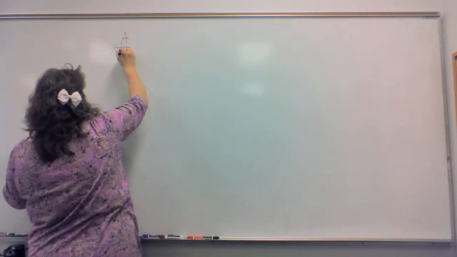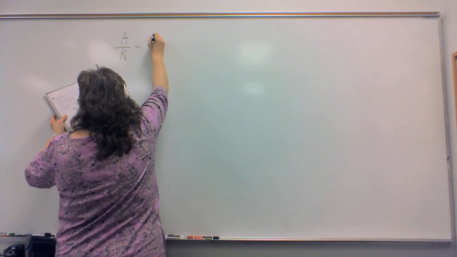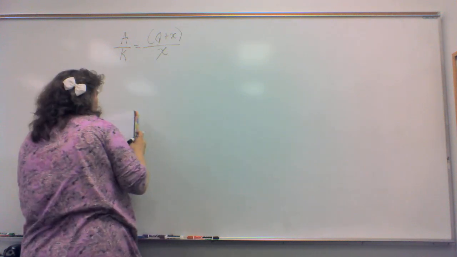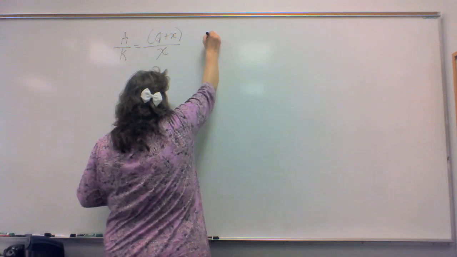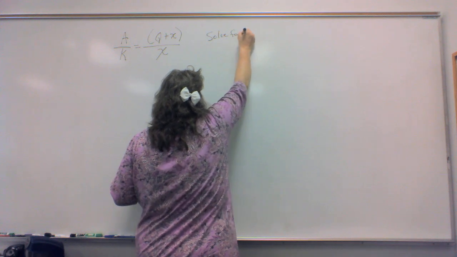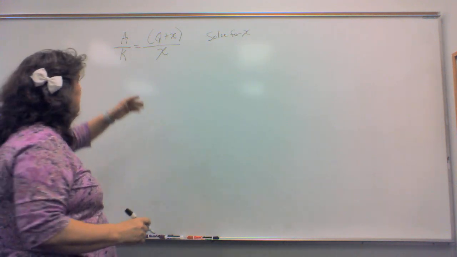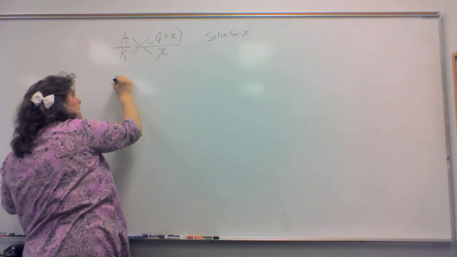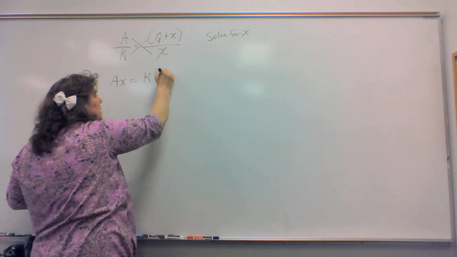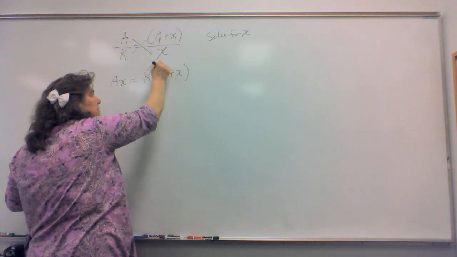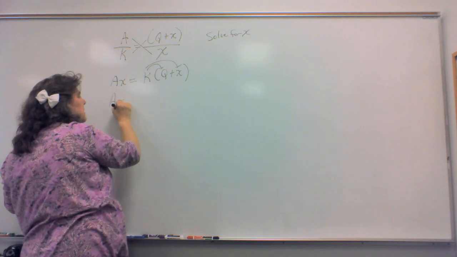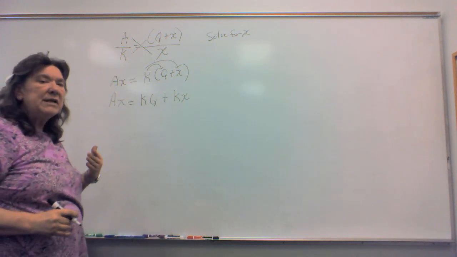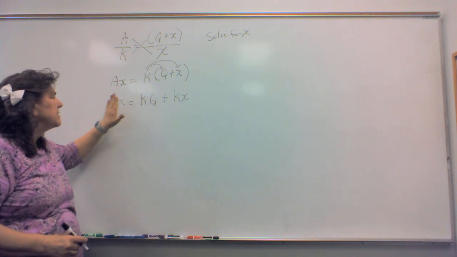A over K is equal to Q plus X over X. And we want to solve for X. In solving for X, the first thing we're going to have to do is get rid of this proportion by doing cross products. So A times X is AX, and this is equal to K times Q plus X. Now you're going to have to distribute this K, so AX is equal to K times Q plus K times X.